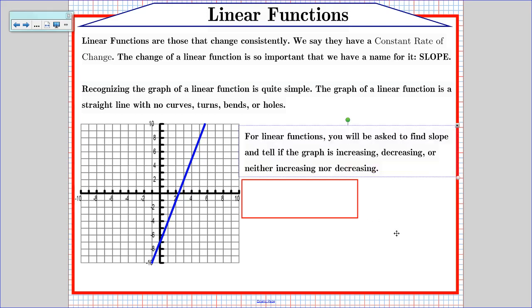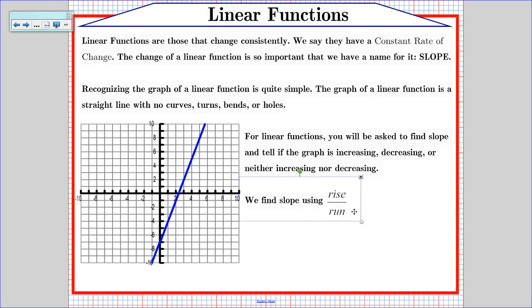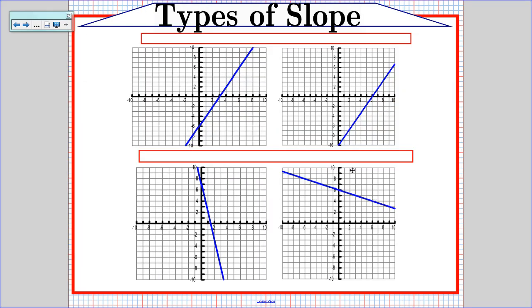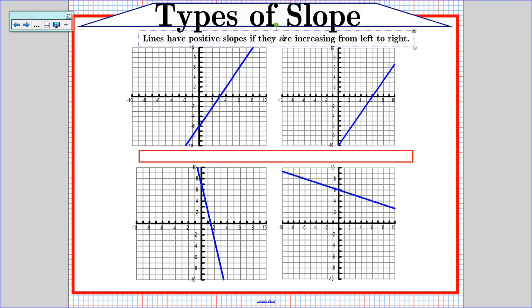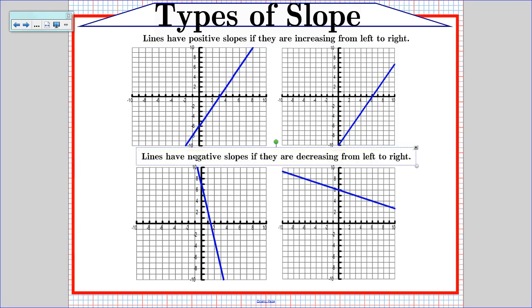For linear functions, you'll often be asked to find the slope and tell if the graph is increasing, decreasing, or neither increasing nor decreasing. The pattern for the slope that you've no doubt learned is rise over run. So, types of slope. If a graph increases from left to right, we would say that it is a line with a positive slope. If a line is decreasing from left to right, we would say that it has a negative slope.